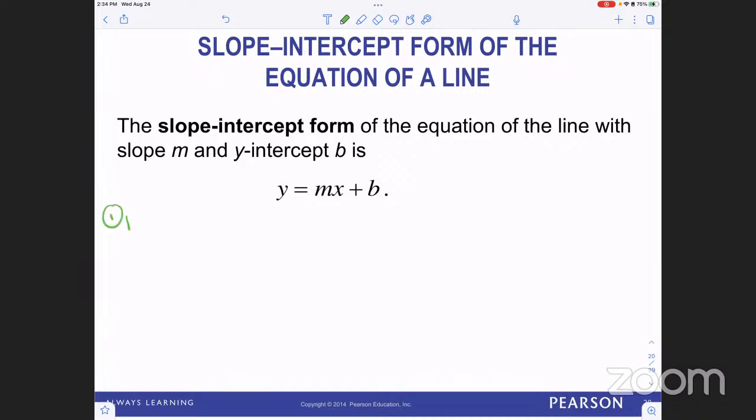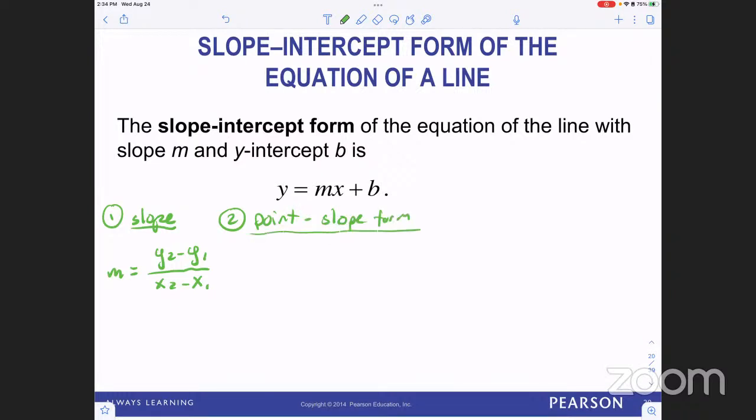The first is the point slope, actually before that one. The first one, we want to have the slope formula, right? That's change of y over change in x. So that's y2 minus y1 over x2 minus x1. And that's our slope. And then the second formula we want to have at our disposal is the point slope. We use that one when we have a point and a slope, right? And that one is going to be y minus y1 equals m times x minus x1.